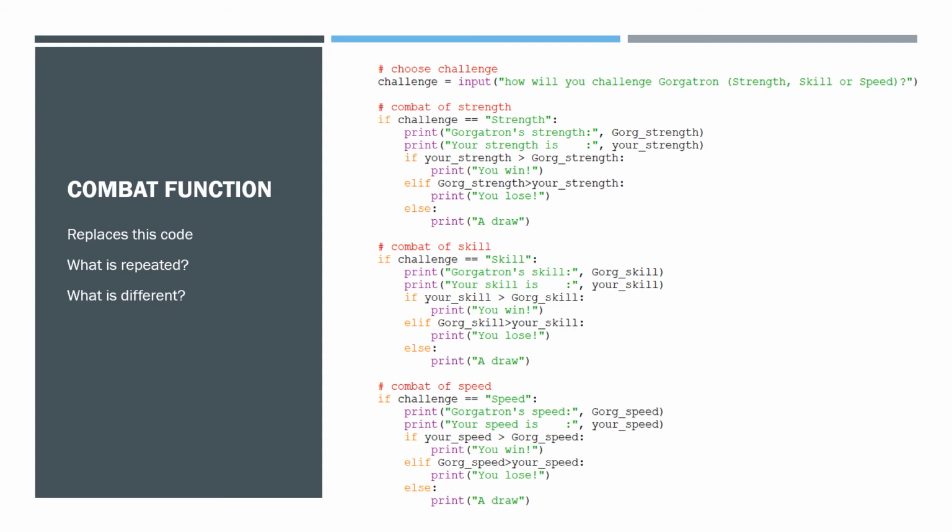this program. Okay, so I can see that there's quite a lot of similarity between these three big blocks of code: the combat of strength, the combat of skill, and the combat of speed. They're similar, but they're not identical. So I'm going to try and create one function that meets all three of those requirements. So let's have a look at what that might look like.